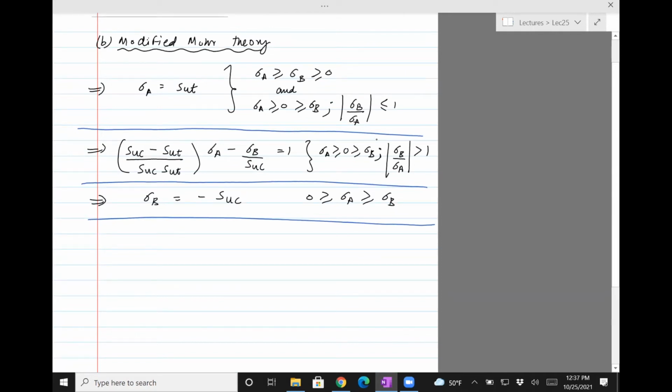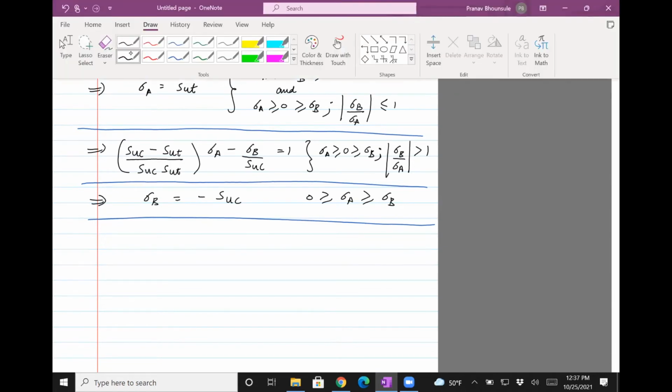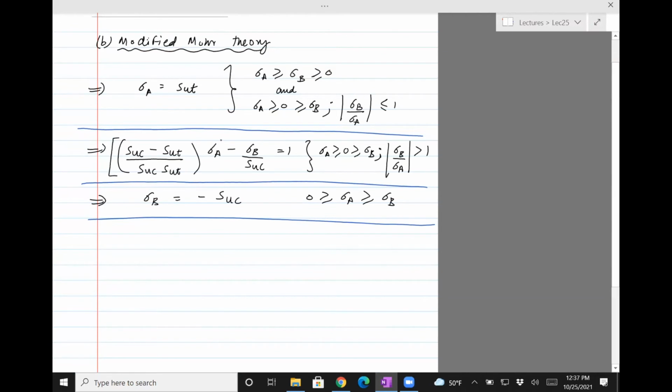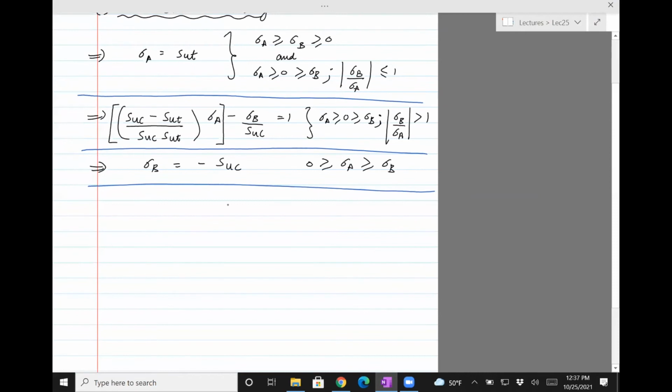Or is that multiplied by sigma A? Okay, so is that what you're saying? Yeah, it's one thing. Okay, so how does this failure region look like?